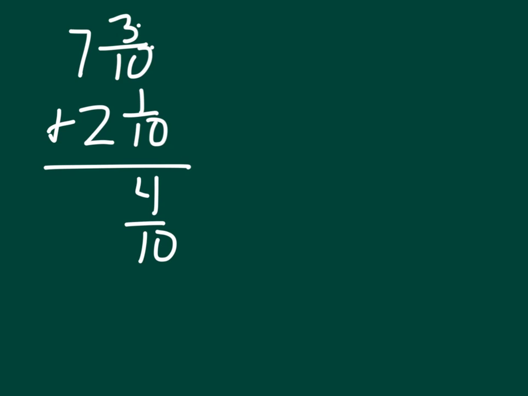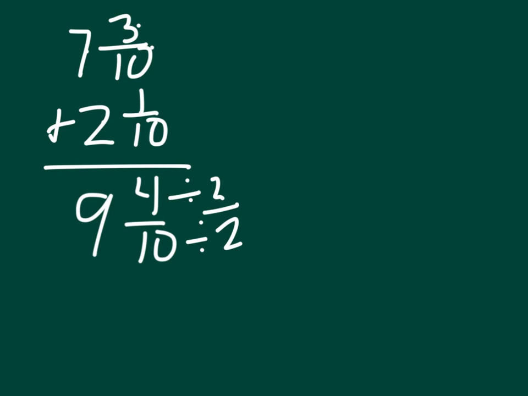And then we do our whole numbers. 7 plus 2 is 9. So the sum to 7 and 3/10 plus 2 and 1/10 is 9 and 4/10. Now if you notice here, we have 4 and we have 10, and they can be simplified because they're both even. So we're going to take and divide by 2 because they're both even.